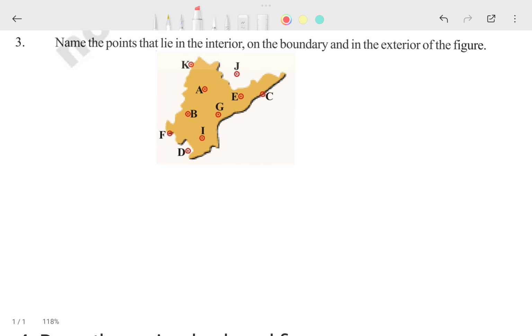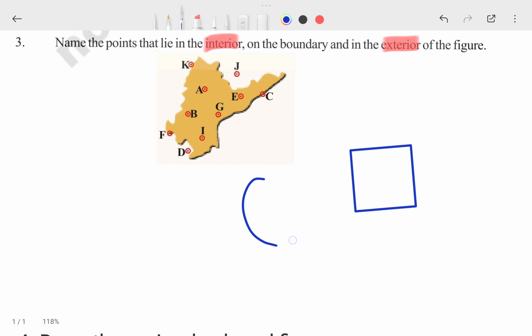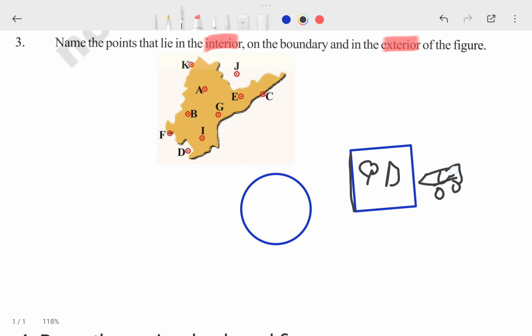Okay, we have to name the points that lie in the interior, the boundary, and the exterior in the figure. We have to find out which is interior and which is exterior. I will say this is a room. This is one block. Let's suppose another one, so there are two blocks here. In this block, inside the boundary, there is a tree and a home, and outside there is a car. This may not look like a car, but think of it as a car.